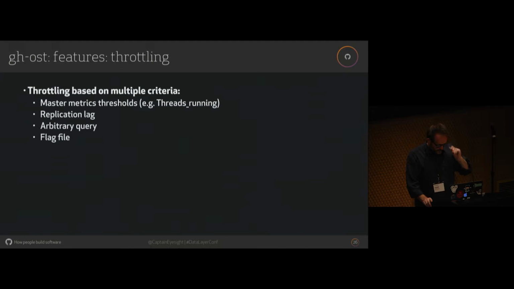Another thing that we have the ability to do is throttle. I was mentioning pt-online-schema-change. It will stop on replication lag. That's the same thing that we have. Another thing is it can stop on threads running. So if the performance of your master database starts feeling the effects of having to write to the second table, it's going to slow down.